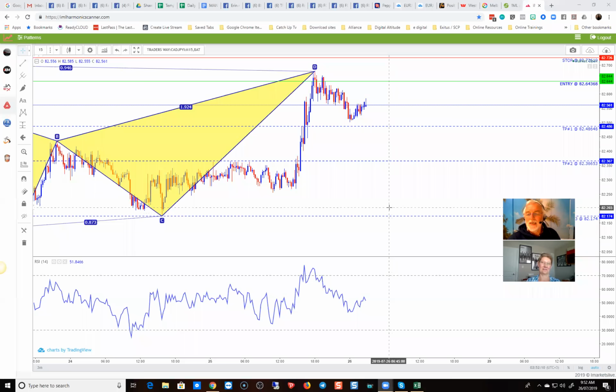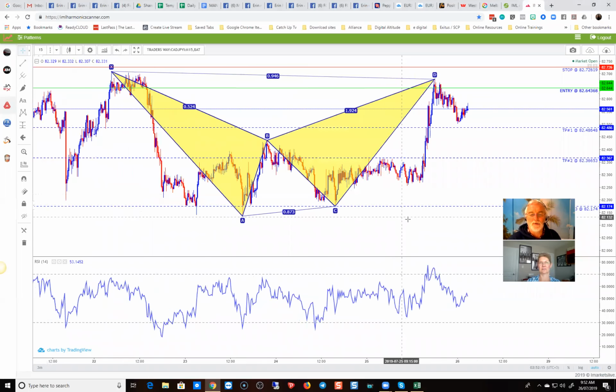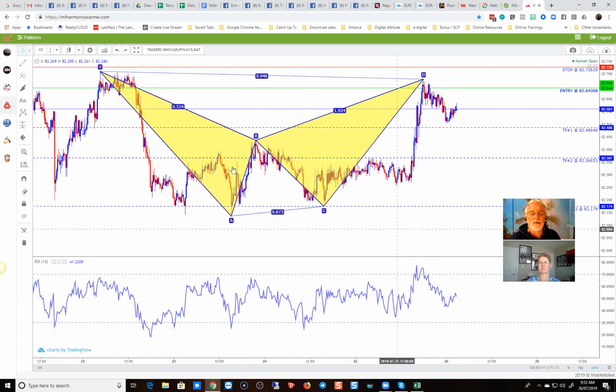So in this session, we're going to look at the Harmonic scanner. Let me just have the screen up. This looks like two triangles joined together. It's also known as a bat pattern. The yellow pattern itself is what's called a harmonic pattern.